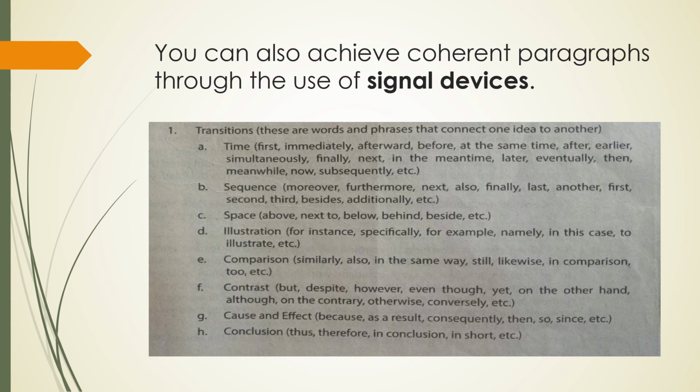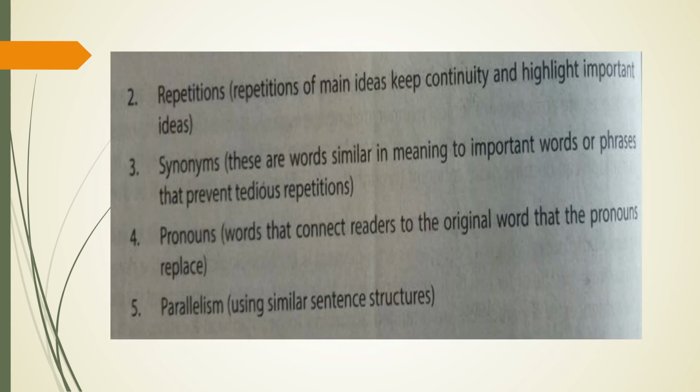Next, you can also achieve coherent paragraphs through the use of signal devices, or words that give readers an idea of how the points in your paragraph are progressing. The following are examples of signal devices, as you can see in the picture: time, sequence, space, illustration, comparison, contrast, cause and effect, conclusion. And also we have repetitions, synonyms, pronouns, and parallelism. Those are the signal devices that we might use to achieve coherent paragraphs.